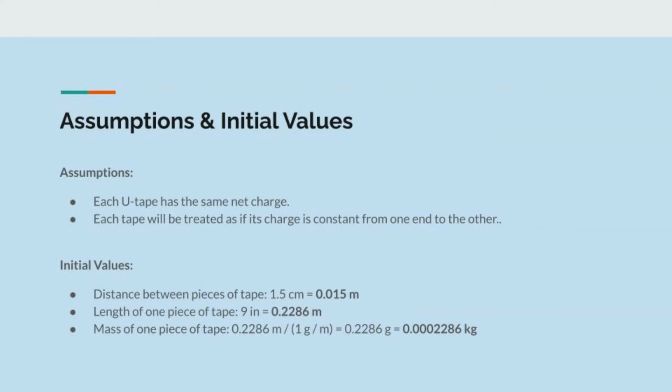The initial values that were used were the distance between the pieces of tape, which was 0.015 meters, the length of one piece of tape, which is 0.2286 meters, and both pieces were the same, and the mass of one piece of tape, which was 0.2286 grams.